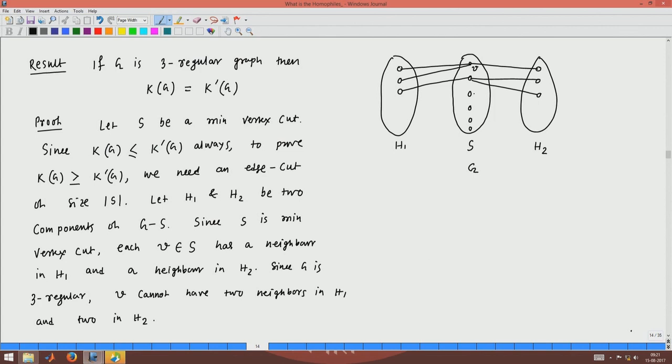The other possibilities are the vertex V has one neighbor here and one neighbor in H2 and one neighbor here. This is also possible. So, in that case, this vertex will also have one neighbor in H2 and one neighbor in H1. So, let me repeat this thing for these two vertices also.